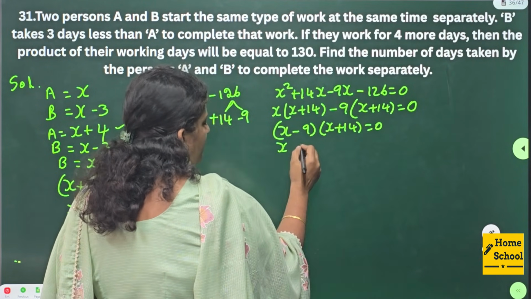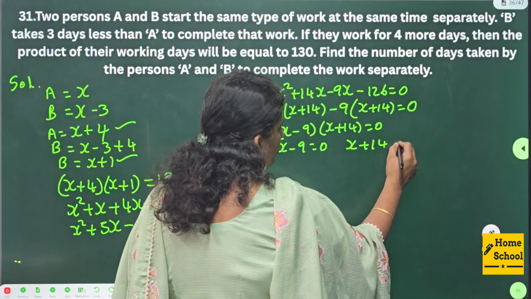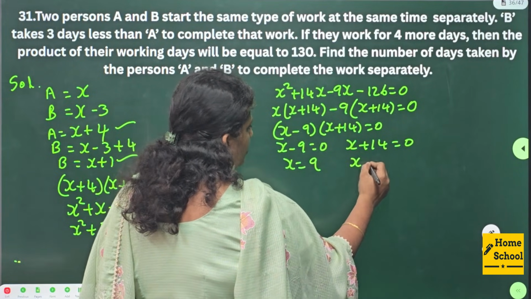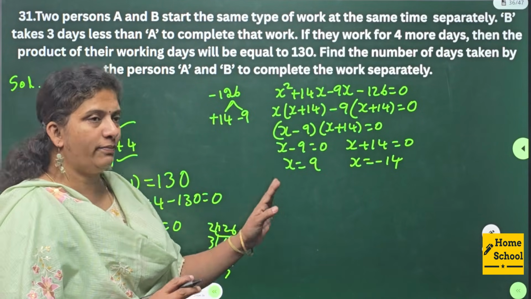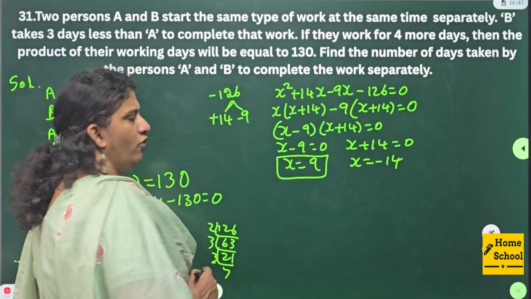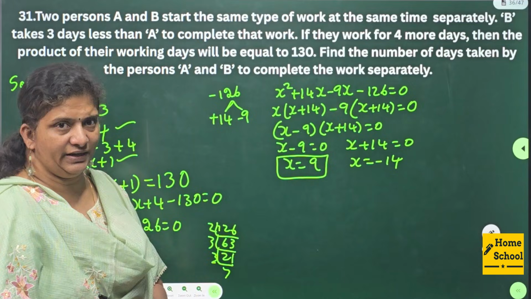Now x minus 9 equal to 0 or x plus 14 equal to 0. X is equal to plus 9 or x is equal to minus 14. A's days cannot be negative. So what can I say finally? Therefore, A takes 9 days at the starting to complete the work.